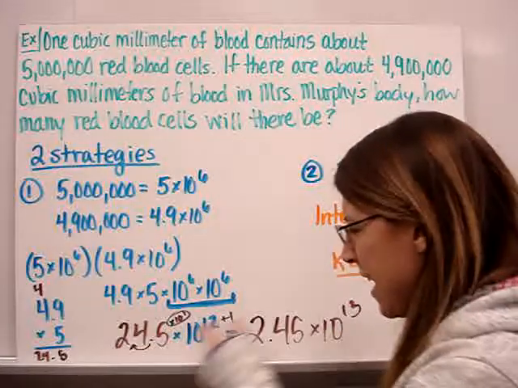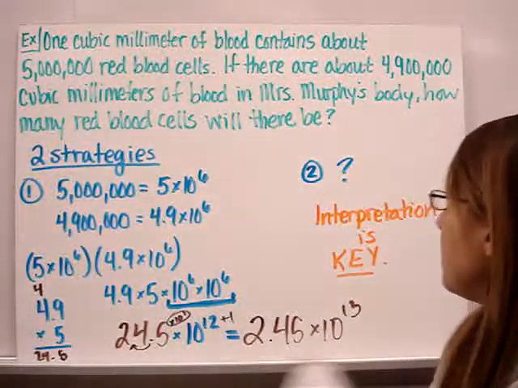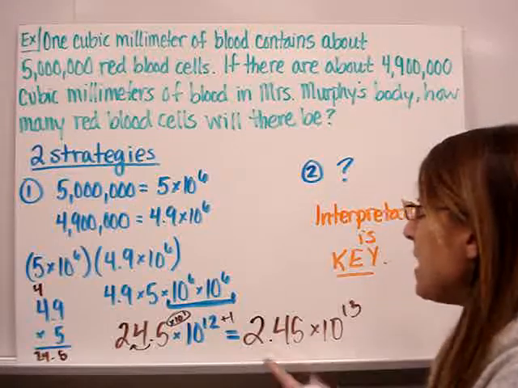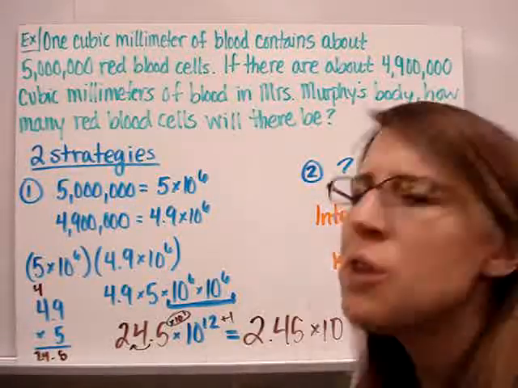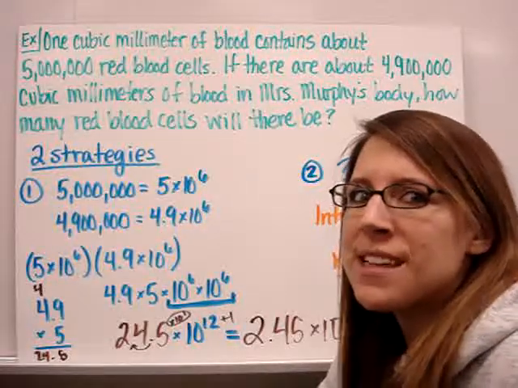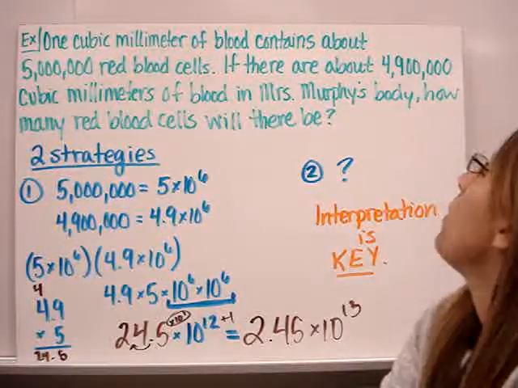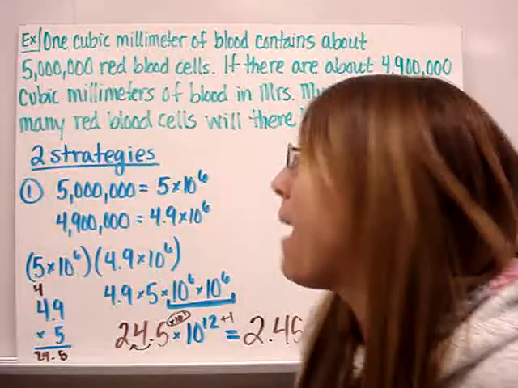Okay, you may understand what I've just done there. If not, we'll talk about it later. But this is the first strategy. And this is a massive number, right? I mean, if in 1 cubic millimeter there are 5 million red blood cells, how many red blood cells are you going to have in 4,900,000 cubic millimeters? I mean, it's uncanny, the amount.